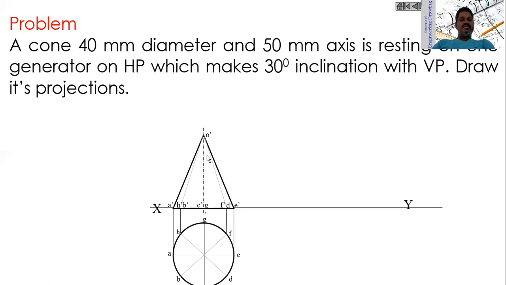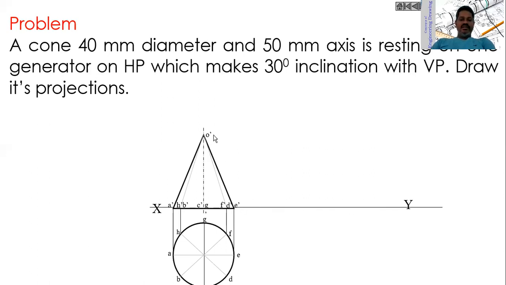The actual case in this problem is that one of the generators is lying on the horizontal plane. That means this will be the generator, this will be the generator. So one of these generators may lie on the horizontal plane. That means we have to twist this cone in such a way that this generator must lie on the XY line.